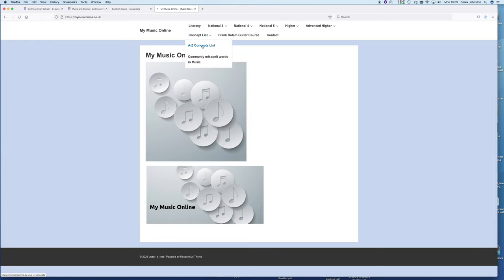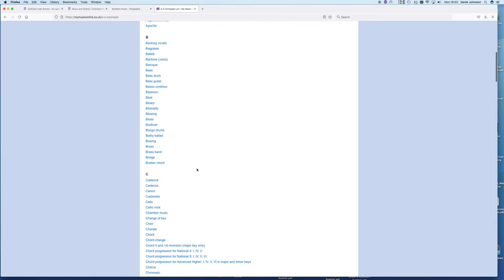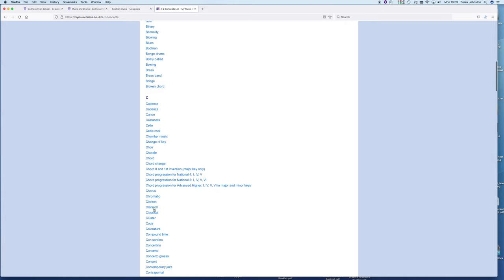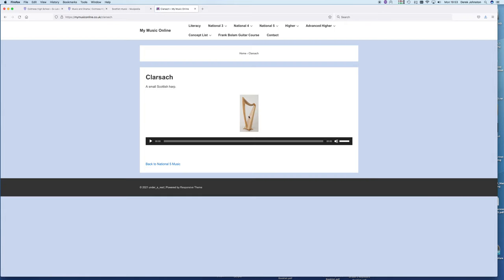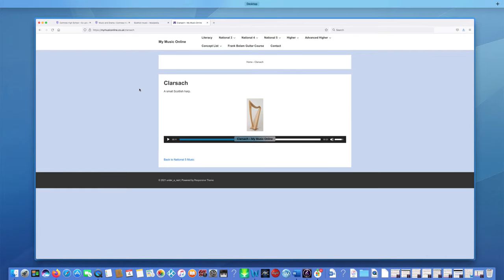In fact, let me go on this website. Let me go to concept list. First of all, let's just see if the clarsach is there. There it is. The small harp. Like the Guinness sign that Mr. Johnson knows nothing about. So we can have a listen to that. A small Scottish harp. There you go. Okay, so you now know what a clarsach sounds like. Again, you can maybe go back and listen to more of that if you want.